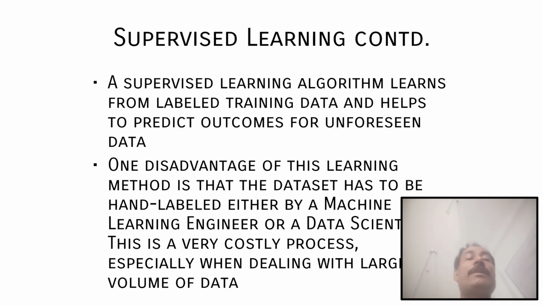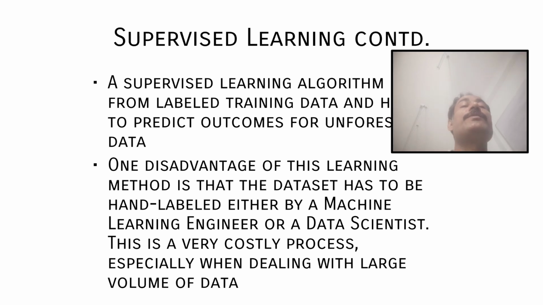And here is the continuation. A supervised learning algorithm learns from labeled training data and helps to predict outcomes from unforeseen data. The disadvantage is there as well. Mainly the disadvantage of this learning method is that the data set has to be hand labeled, either by a machine learning engineer or a data scientist. So this is a very hectic job. And if the labeling is not done correctly, then we can't expect accurate results or outcomes.